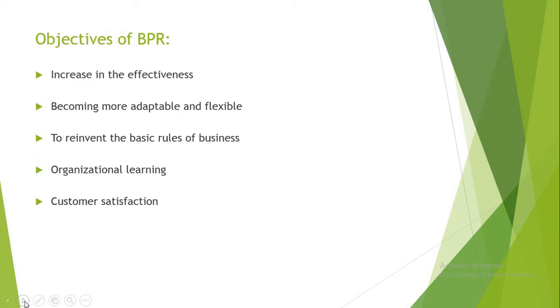Next is the objectives of BPR. BPR enables the entity to increase effectiveness and thereby deliver higher quality products to the customers. Next is becoming more adaptable and flexible. Means the flexibility to adapt to changing needs and develop innovative cross-functional processes to obtain success. Next, to reinvent the basic rules of business. That is, meeting the needs of customers, be true to what you sell, and don't stick to the number one.